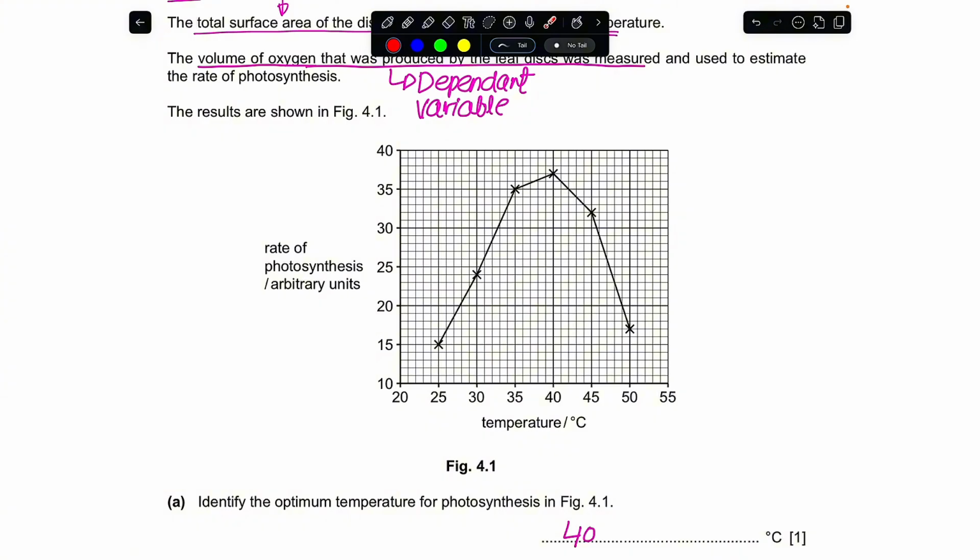So the optimum temperature would be where the rate of photosynthesis is maximum. And I see it at 40 degrees centigrade. And here the rate of photosynthesis reaches 37 arbitrary units, because between this and this we have got a total of 5 units. So each small box is representative of 1 unit. So here this would be 36 and here we have this 37. That is the maximum rate of photosynthesis, that is 37, but the optimum temperature that we have here is 40 degrees centigrade.